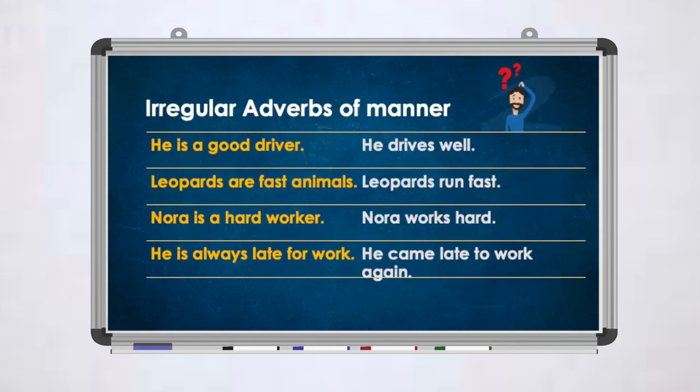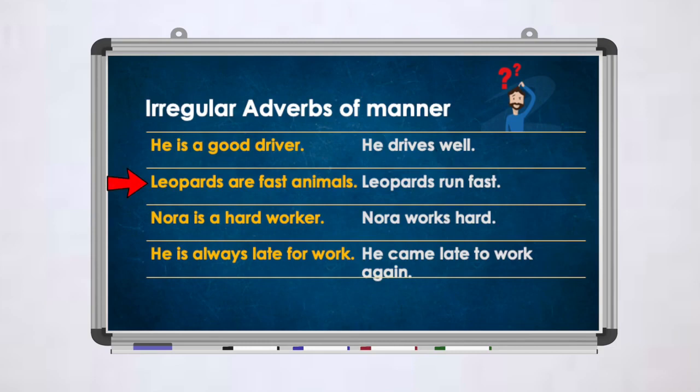Let's take a look at those words when they are adjectives and when they are adverbs. He is a good driver. This is an adjective. If I want to turn it into an adverb, I will say he drives well.